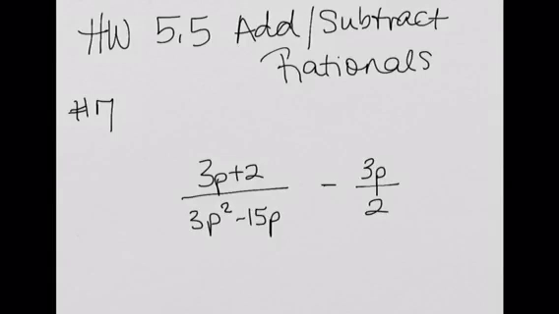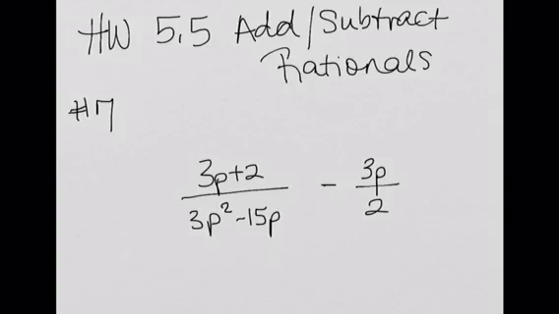Okay, this is homework 5.5, adding and subtracting rational expressions. This is day number 2, so this is where we were dealing with binomials in the denominator. This is going to be number 10. And as I go through this problem, I'm going to just go through the steps that we talked about in class so that you can become familiar with how to deal with a rational expression that is being subtracted.